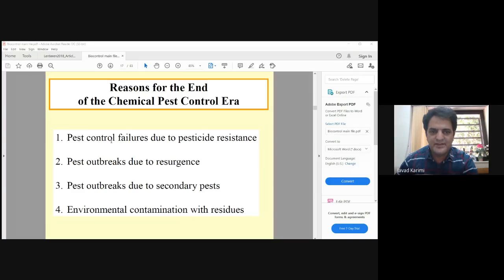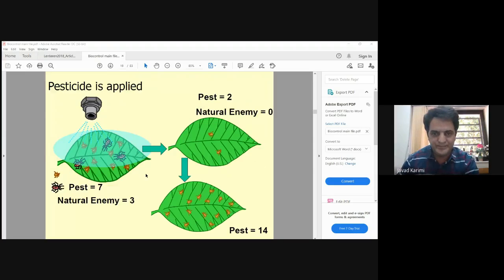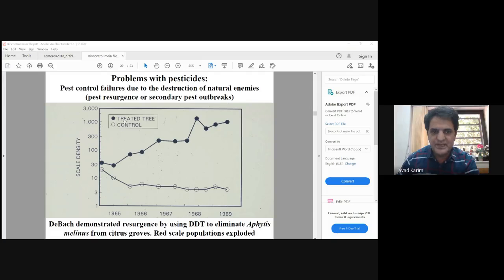So because of the failure of pesticide to control the pest, because of pest outbreak, because of emergence of secondary pests, and because of environmental contamination, we need to change our strategy and use alternative pest control tactics instead of chemical pesticide. This is pest resurgence. You know that when a pesticide is applied in a field or garden, the natural enemy is damaged more highly than the pest, meaning its density is lowered more than the pest. So pests have much better conditions to increase their population. This is the challenge about the pesticide.